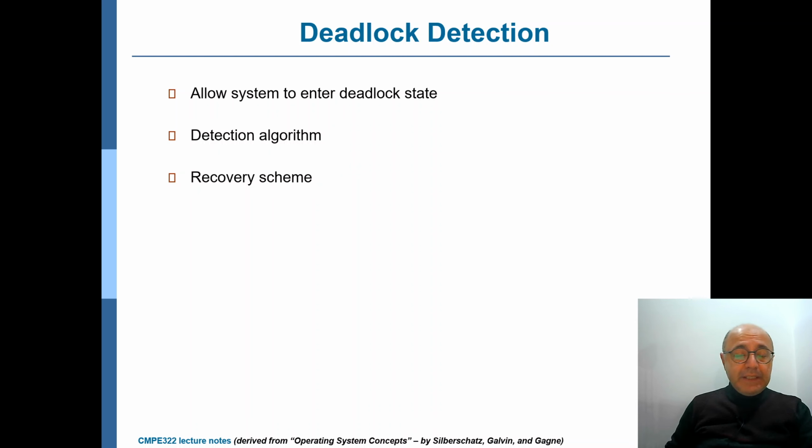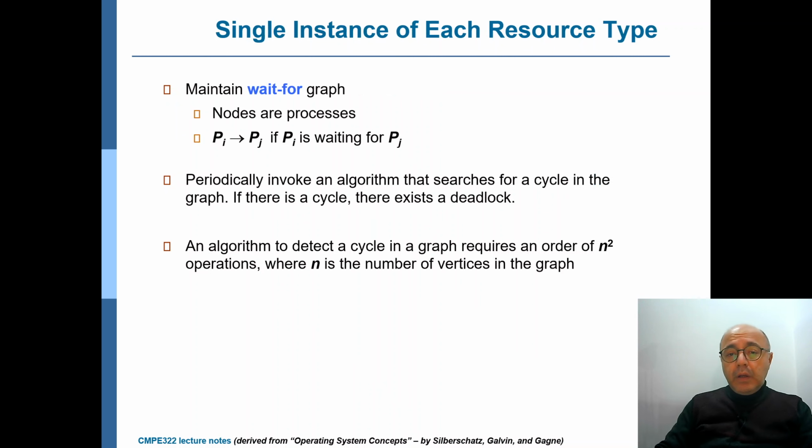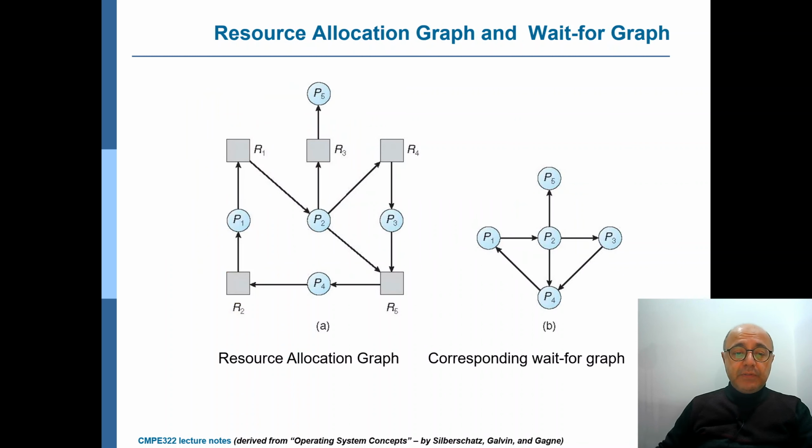So we need a recovery scheme in such algorithms. How do we first of all detect the existence of a deadlock? If you have a single instance of each resource type, we can work with what we call a wait-for graph. A wait-for graph is similar to the resource allocation graphs we discussed earlier, but this time we don't have the resource types in the graph. The graph is composed solely of processes. An example is given here.